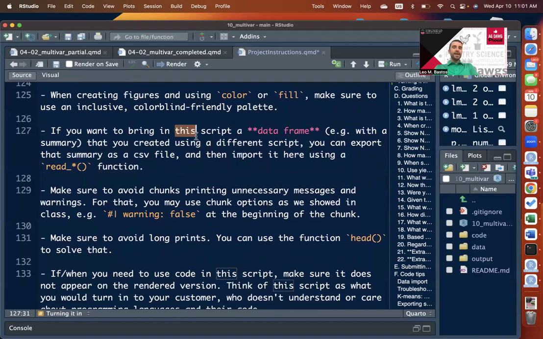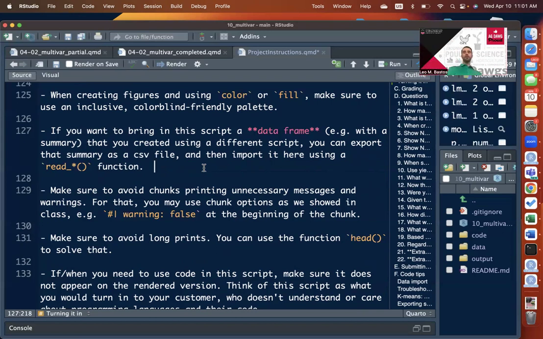If you want to bring a data frame to this script, so let's say that you create a statistical summary that is just a data frame in that script. On that script, you can export that data frame object with write CSV, for example, to have that file as a CSV in your file system, like in your output folder perhaps, or data folder. And then you can read in that here.